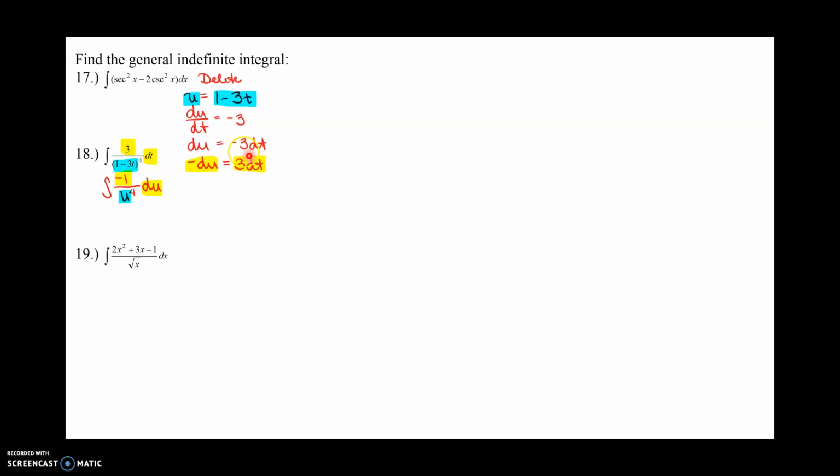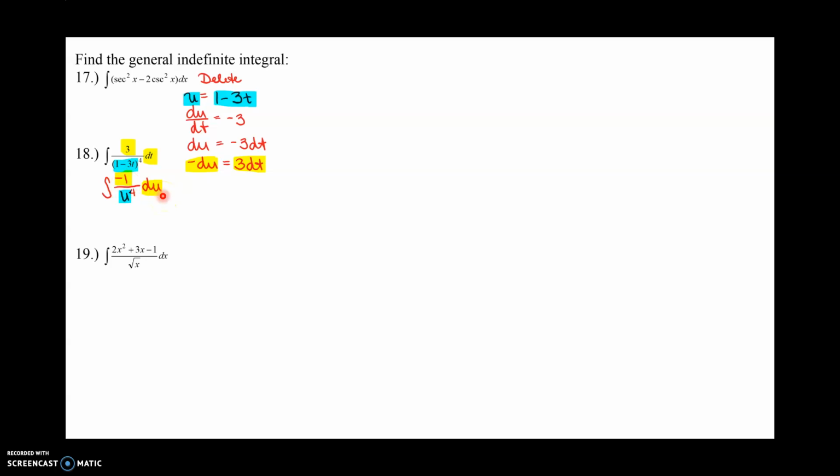I don't have 3 dt. I have a -3 dt. So I have to get rid of that negative. So I'm going to divide both sides by a -1. So I'll get -du is equal to 3 dt. So now I can replace this 3 dt with a -du.